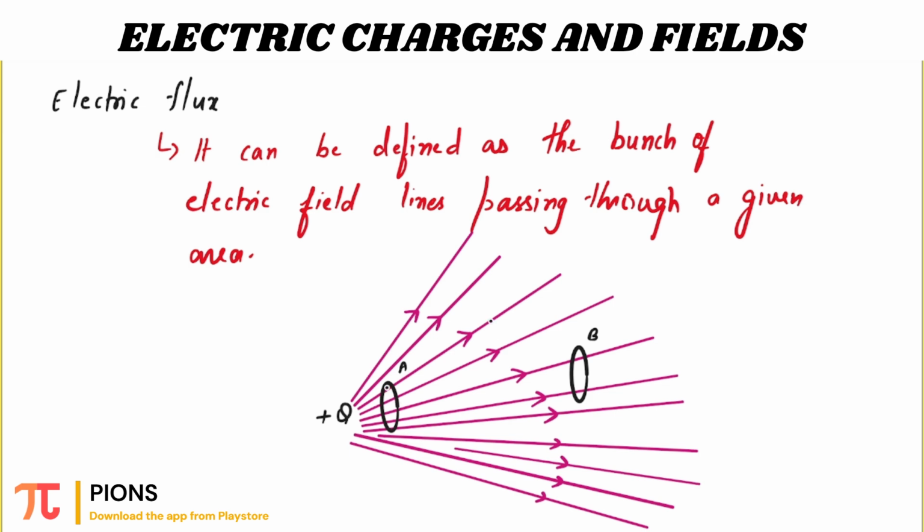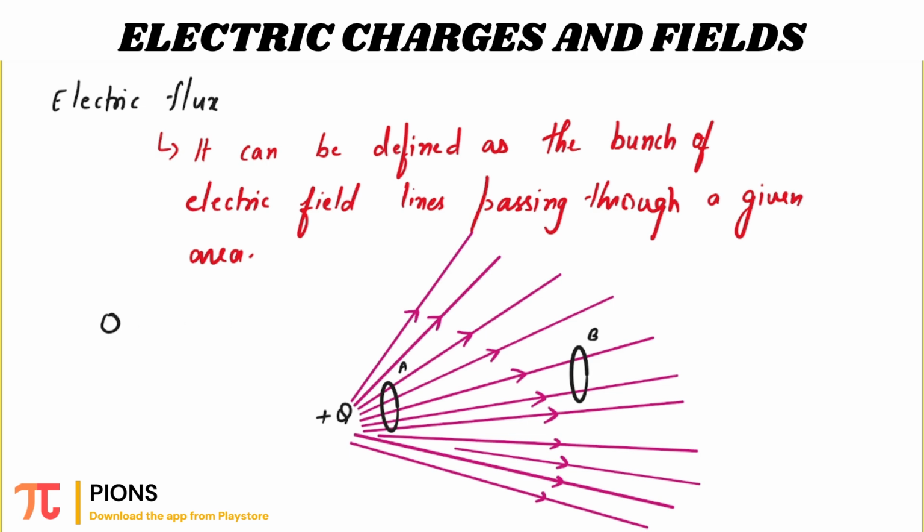Very crucial, important point. If you know the flux, you know the field. If you know the field, you can find the force, right? So this is a very important part. Flux is a bunch of field lines passing through a given area. So flux at A will be higher than flux at B, and mathematically it is given by a symbol like this. It is phi.